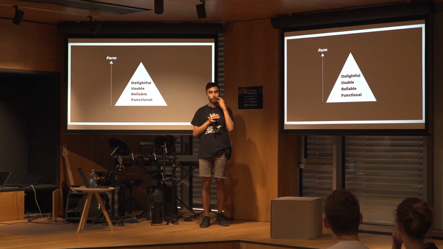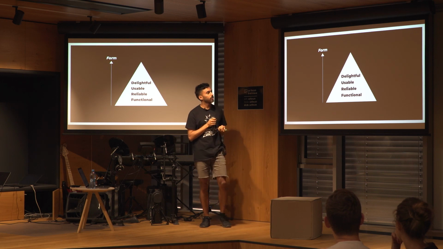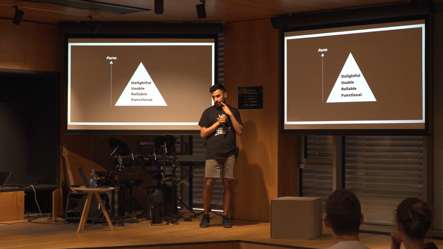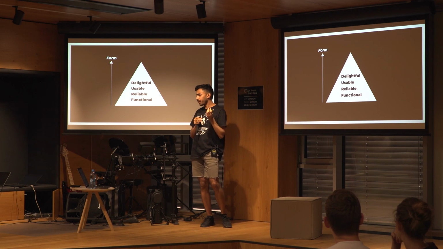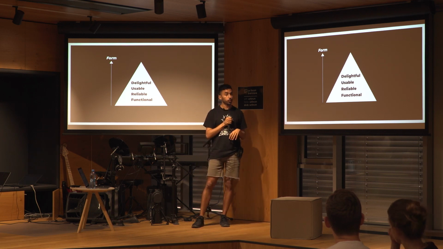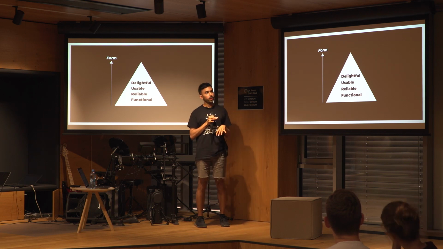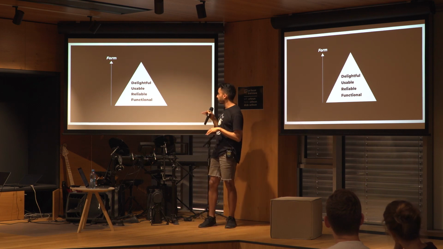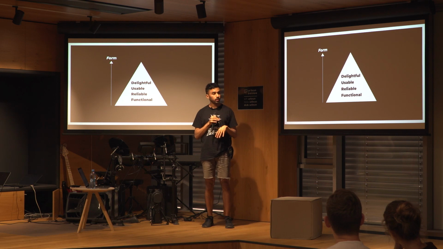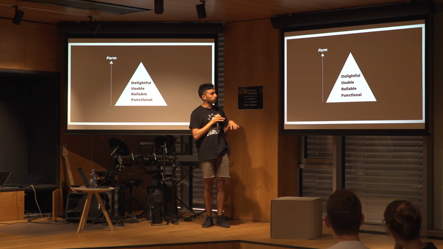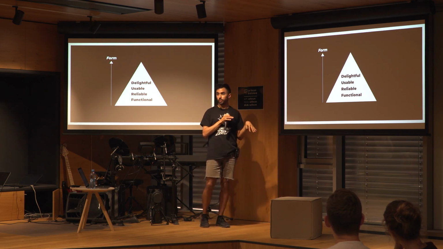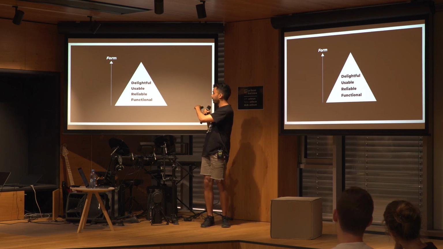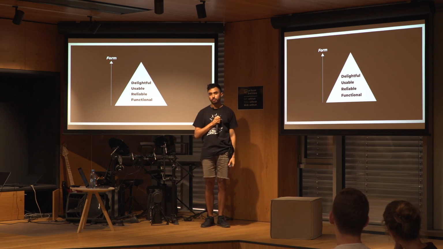So I have this pyramid here. This pyramid is the basic user needs pyramid by Aaron Walter. Basically what he says is that before you focus on things such as delight, you should start by focusing on functional. So before you move up, you have to cover the basic steps.